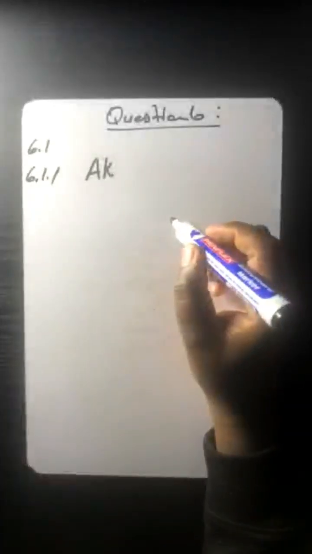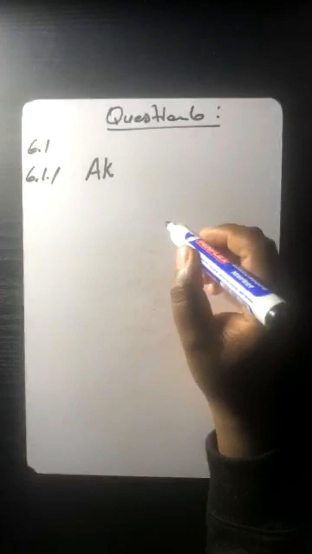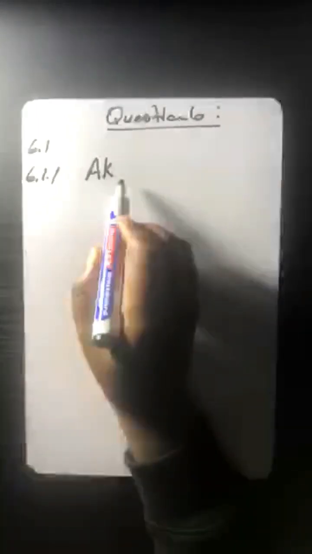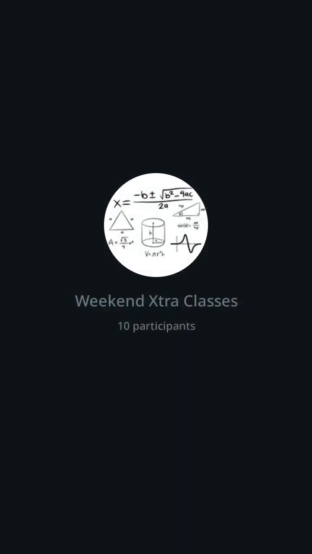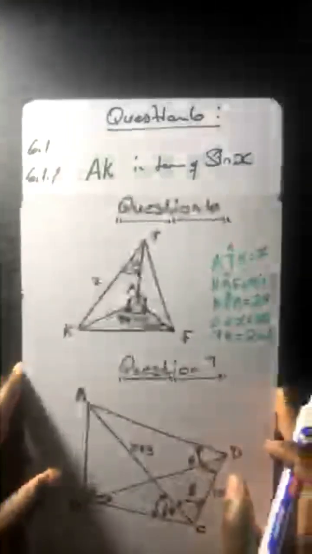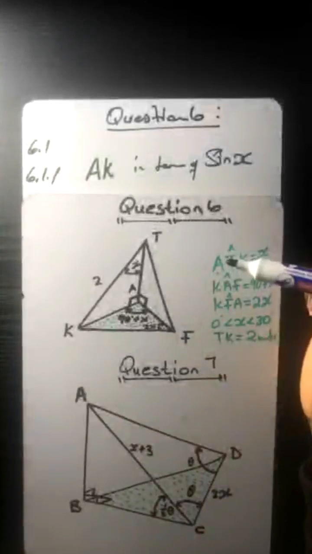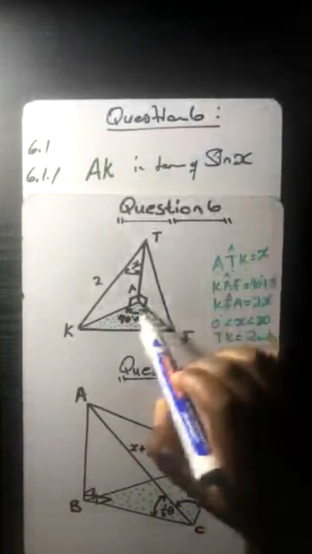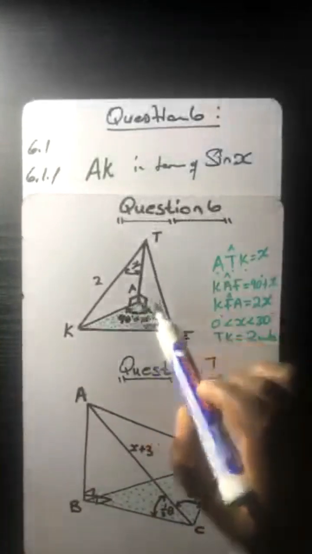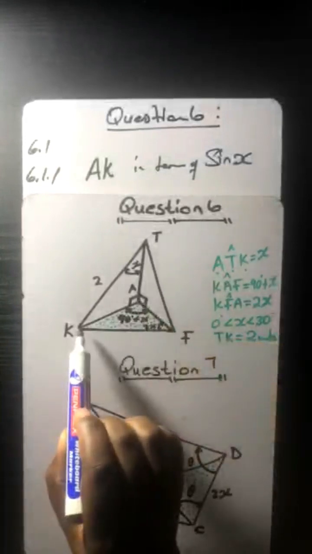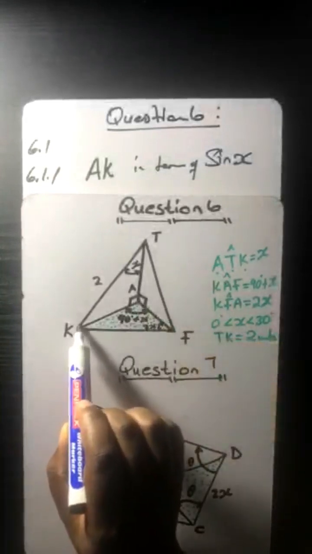So let's see. They're saying express AK in terms of sin x. Maybe let me bring this and check. AK, where is A, where is K? There is A and there is K.